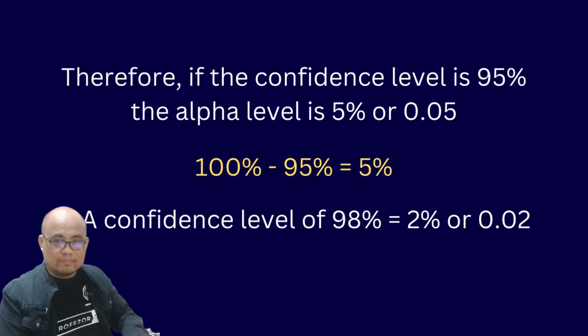Therefore, if the confidence level is at 95%, the alpha level is 5% or 0.05, or this is your margin of error. And how do we get this one? Simply subtract 100% minus 95% confidence level, you arrive at 5% or 0.05. If in case you are going to increase your confidence level to 98%, simply subtract 98 from 100%, you arrive at 2%, which is also your margin of error. Again, 2% or 0.02 margin of error.